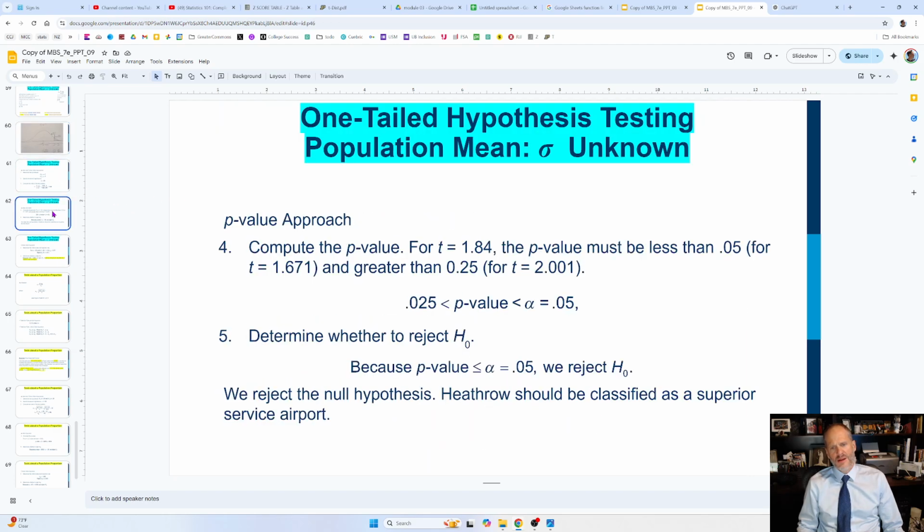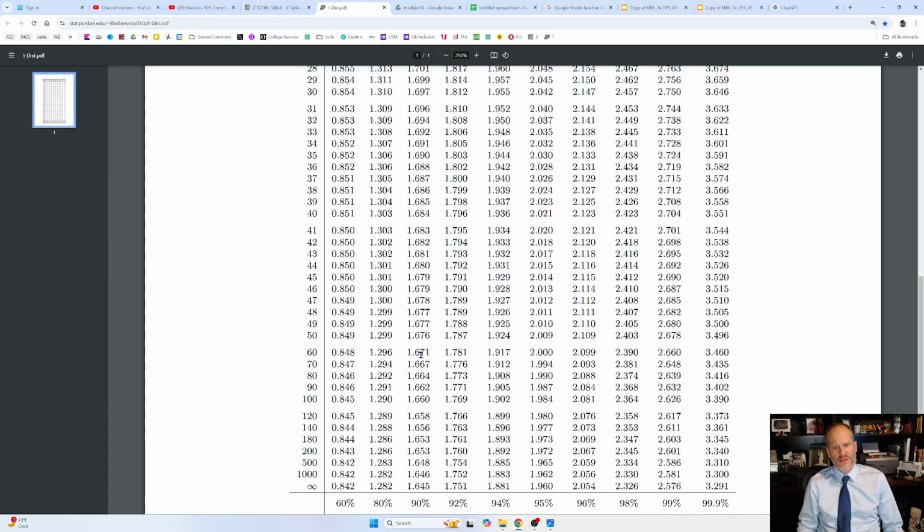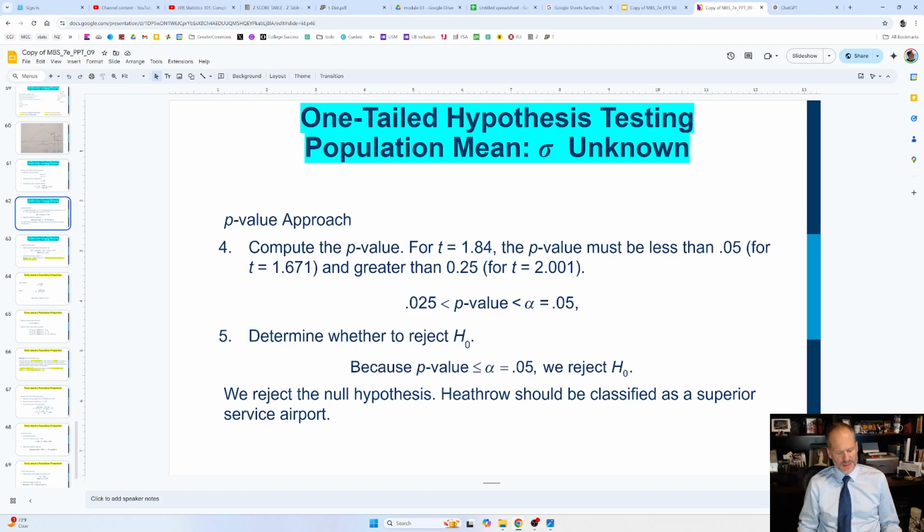And then here they compute the p-value approach, compute the p-value for 1.84. The p-value must be less than 0.05, t 1.671, and greater than 0.025, t 2.001. So the p-value is between 0.025 and 0.05. And because the p-value is less than alpha of 0.05, we reject H0. Right, so they're looking at somewhere in the t-table, 1.671 to 2.001. I'm not sure where they're getting that from. Just one second, let me see if I can find it.